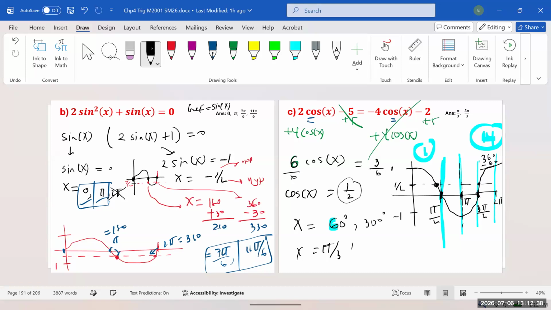Do you know what angle is this? 300 times pi over 180. It's 5 pi/6. 5 pi/3 actually, because we are dividing by 6. So pi/3 and 5 pi/3.